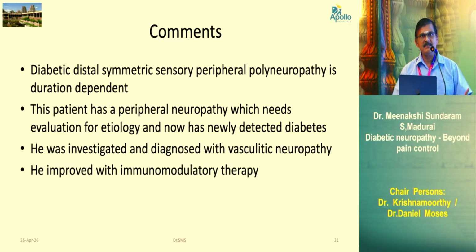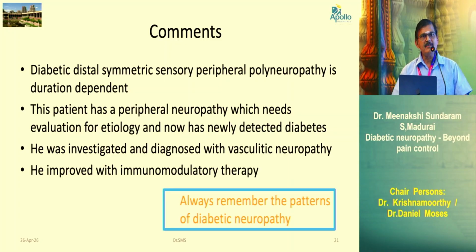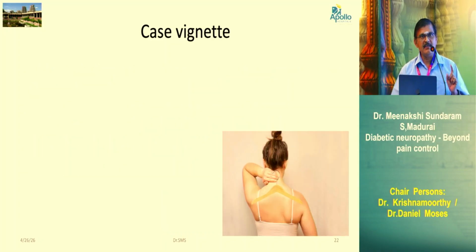That's what we did for this patient. He had nerve biopsy-proved vasculitic neuropathy and required immunomodulatory therapy. Always remember, diabetes and hypertension are common diseases in society. We always need to look for etiologies beyond, and pattern recognition is the key.